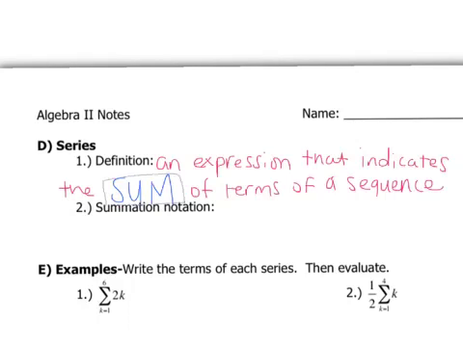A sequence is your ordered list of terms, so 1, 3, 5, 7, etc. A series is going to be an expression that will ask you to add or find the sum of a certain part of the sequence, okay? So you might be finding the sum of the first 20 terms, the first 100 terms, whatever it is, okay? Sequence is a list of numbers. Series is the sum. So just adding the sequence together.